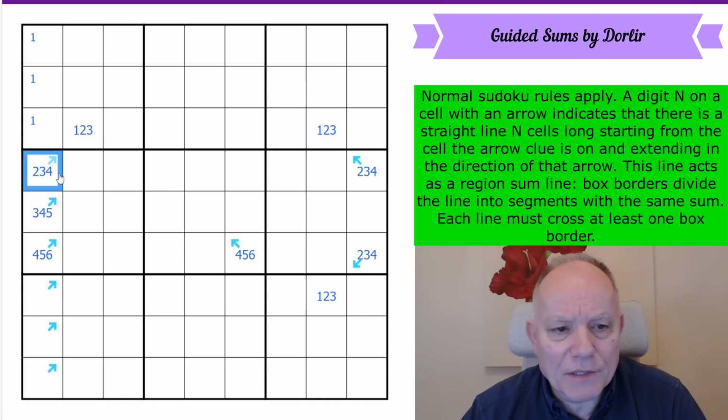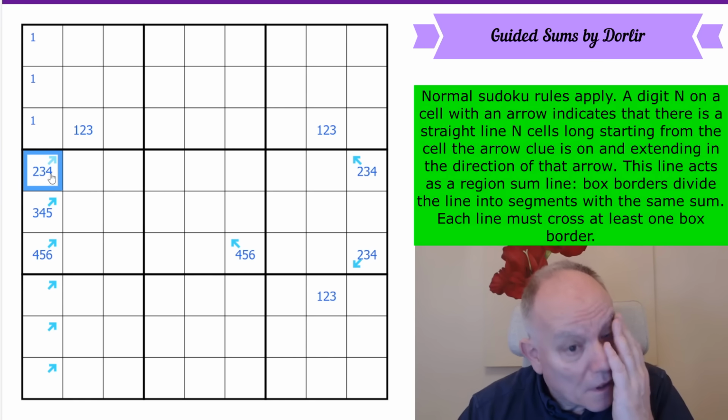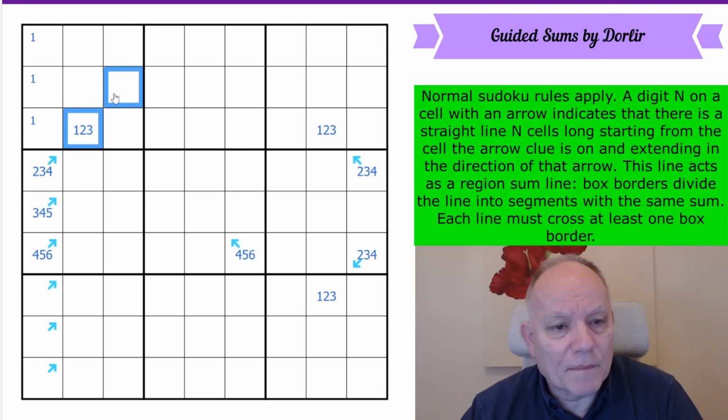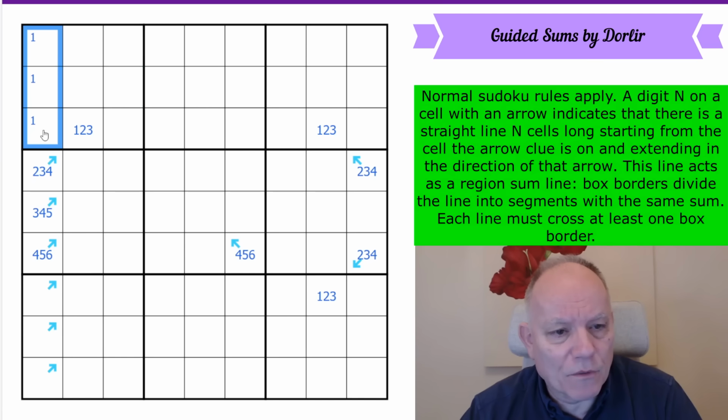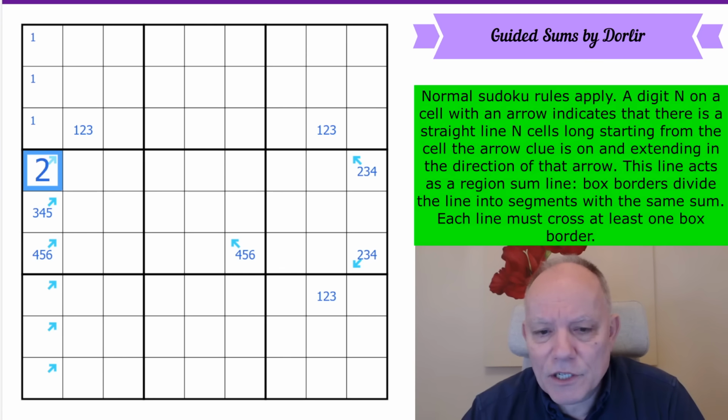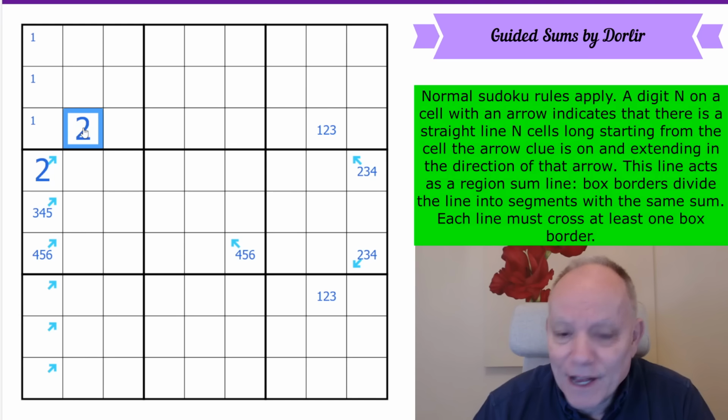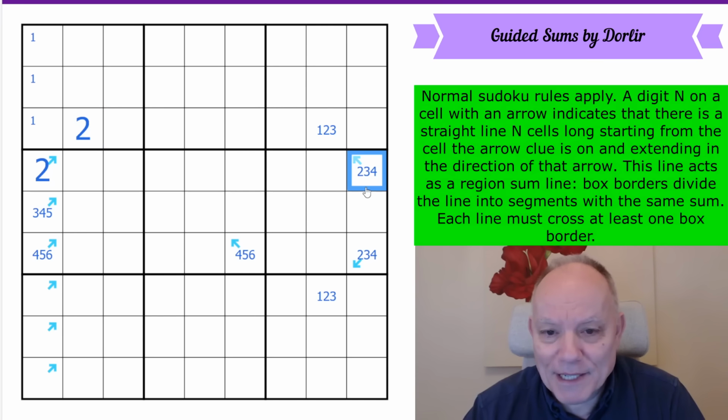And I think that's ruling out 3 and 4 from this cell, which is huge. If that was 3, this would have to be a 1-2 pair, but that would clash with the 1 here. If it was 4, that would be a 1-3 pair. So this is now a 2, and we've got our first digit in the grid after just 3 minutes. I wasn't expecting that at first.